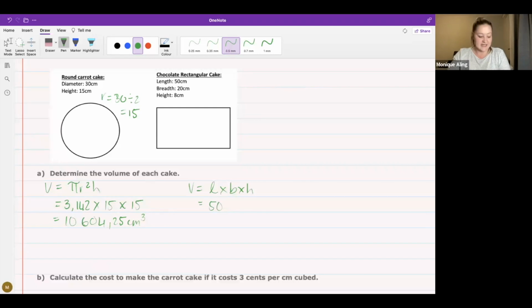Then volume of the rectangular cake is length times breadth times height. So it's 50 times by 20 times by 8. And that gives you 8,000 centimeters cubed.